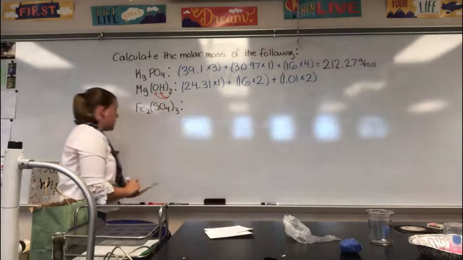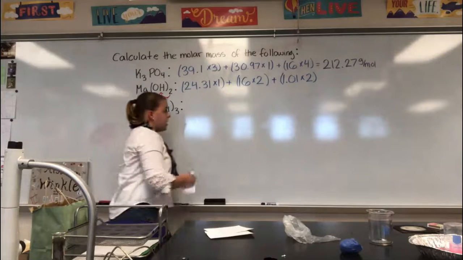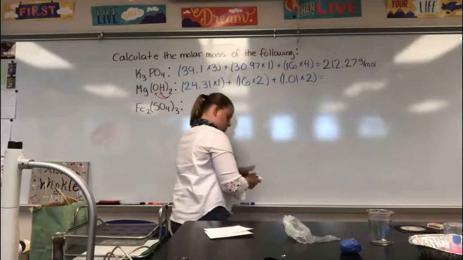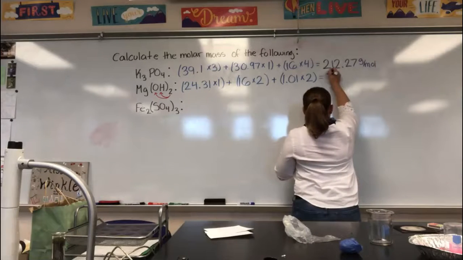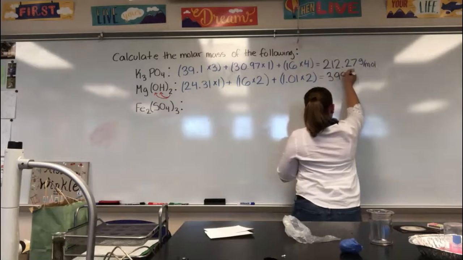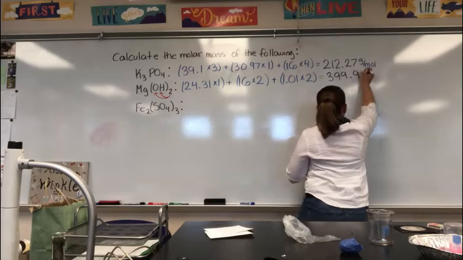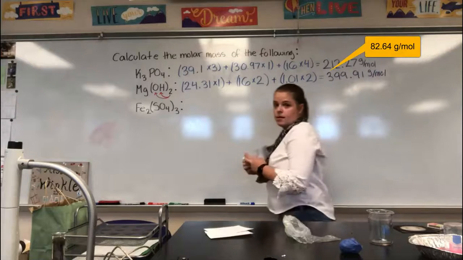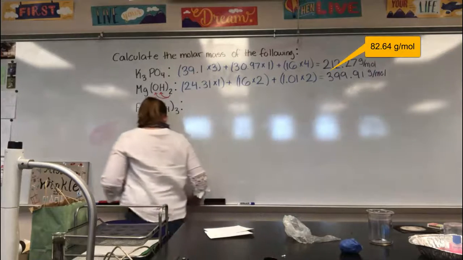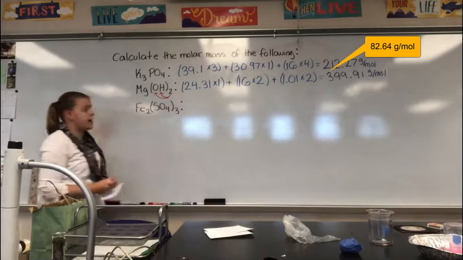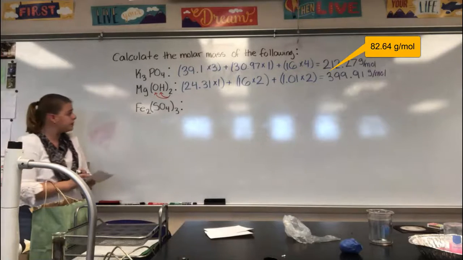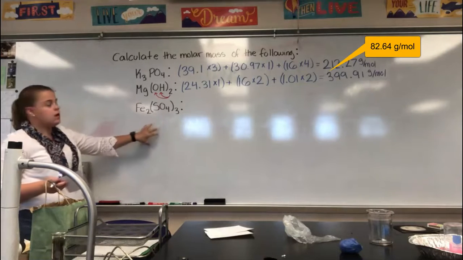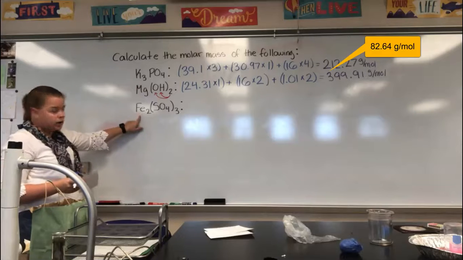And then go ahead and plug that into your calculator, and you are going to get 399.40.91 grams per mole. Don't forget those units. All right, let's go ahead and do the last one. Remember, we'll do one element at a time. So this is iron 3 sulfate. So we got to start with iron.